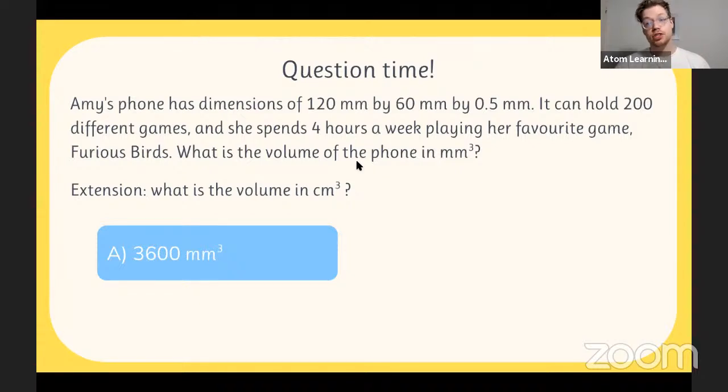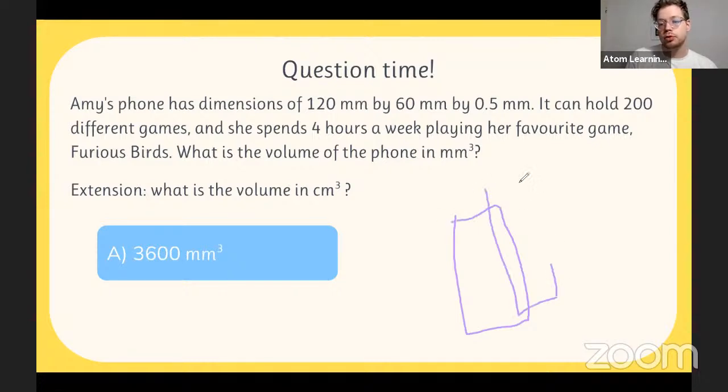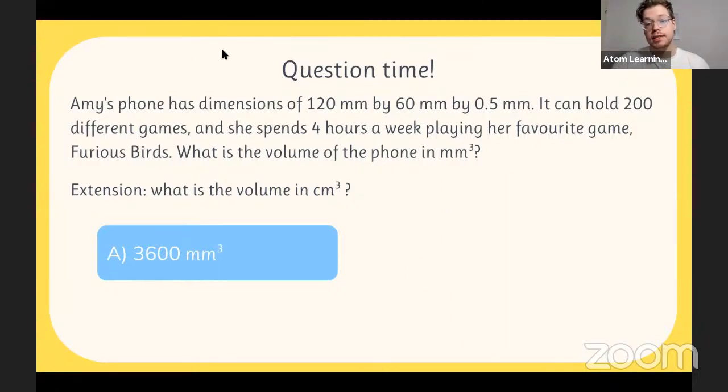So again, this is just a wordy question of describing how to do it. If you found this a bit difficult, my tip to you would be to draw out a cute little diagram. So this is going to be Amy's phone. I'm not very good at drawing, but this is quite a brick phone, and it's not very well drawn, but you know what I mean. And you just need to say that it's 120 by 60 by 0.5. So we know what our three sides are: our height, our length, and our width. We just need to multiply those all together. That's how we do it. Very good. Right, let's keep going.